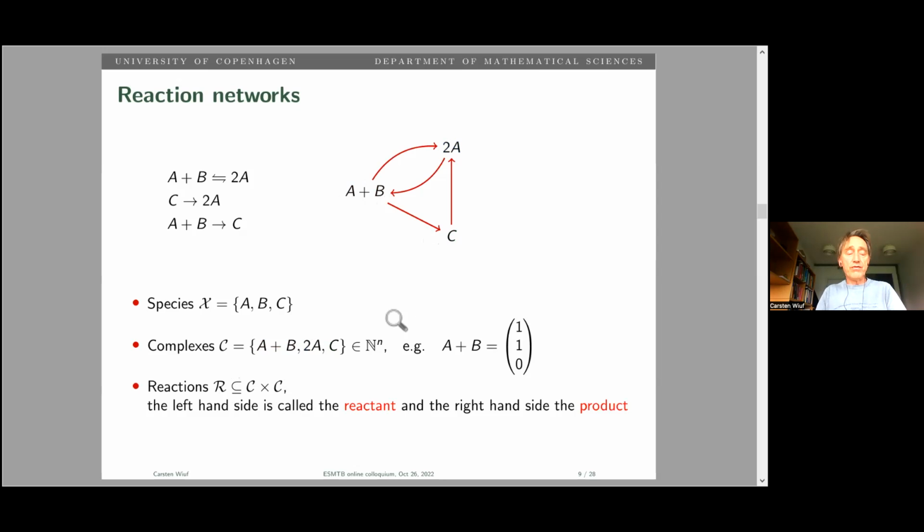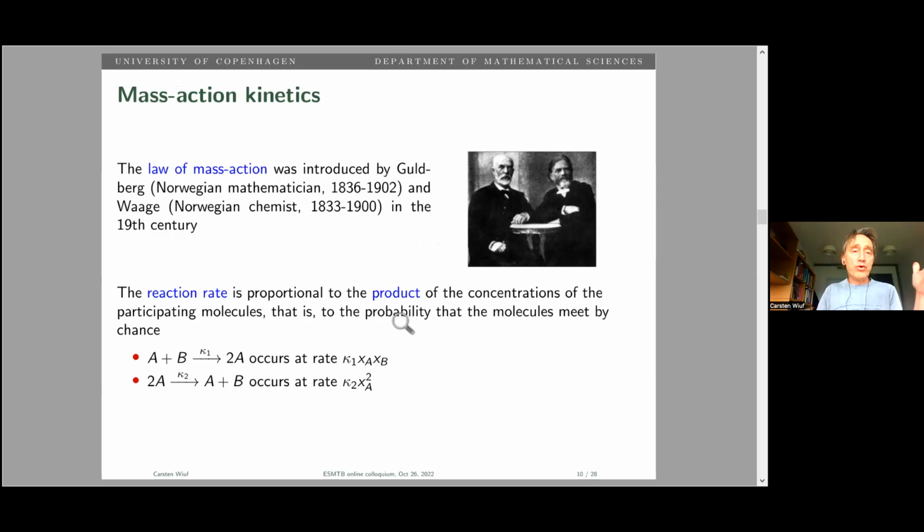So that gives the reactions, but what we need in this context is to make the reaction network into a dynamical system. So we need to know the speed at which these reactions occur. And what we take here is mass action kinetics, or the law of mass action, as the speed of the reaction. This was introduced about 150 years ago now by two Norwegian scientists.